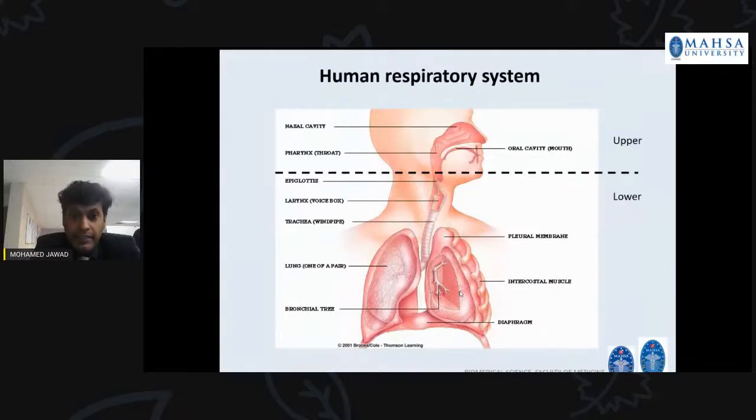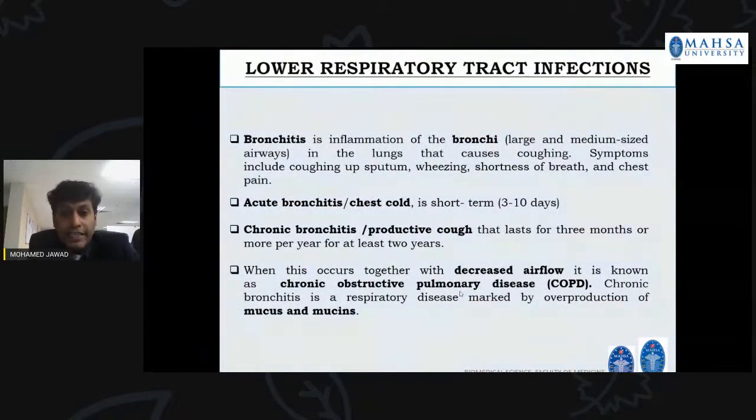We'll discuss this in detail. Mainly the lower respiratory tract infections are bronchitis. Bronchitis is the inflammation of the bronchi, which are the large and medium-sized airways in the lungs. It causes symptoms including coughing, sputum, wheezing, shortness of breath, and chest pain. There are two types: acute bronchitis, which is short term and usually lasts 3 to 10 days, and chronic bronchitis, which causes a productive cough lasting 3 months to 2 years.